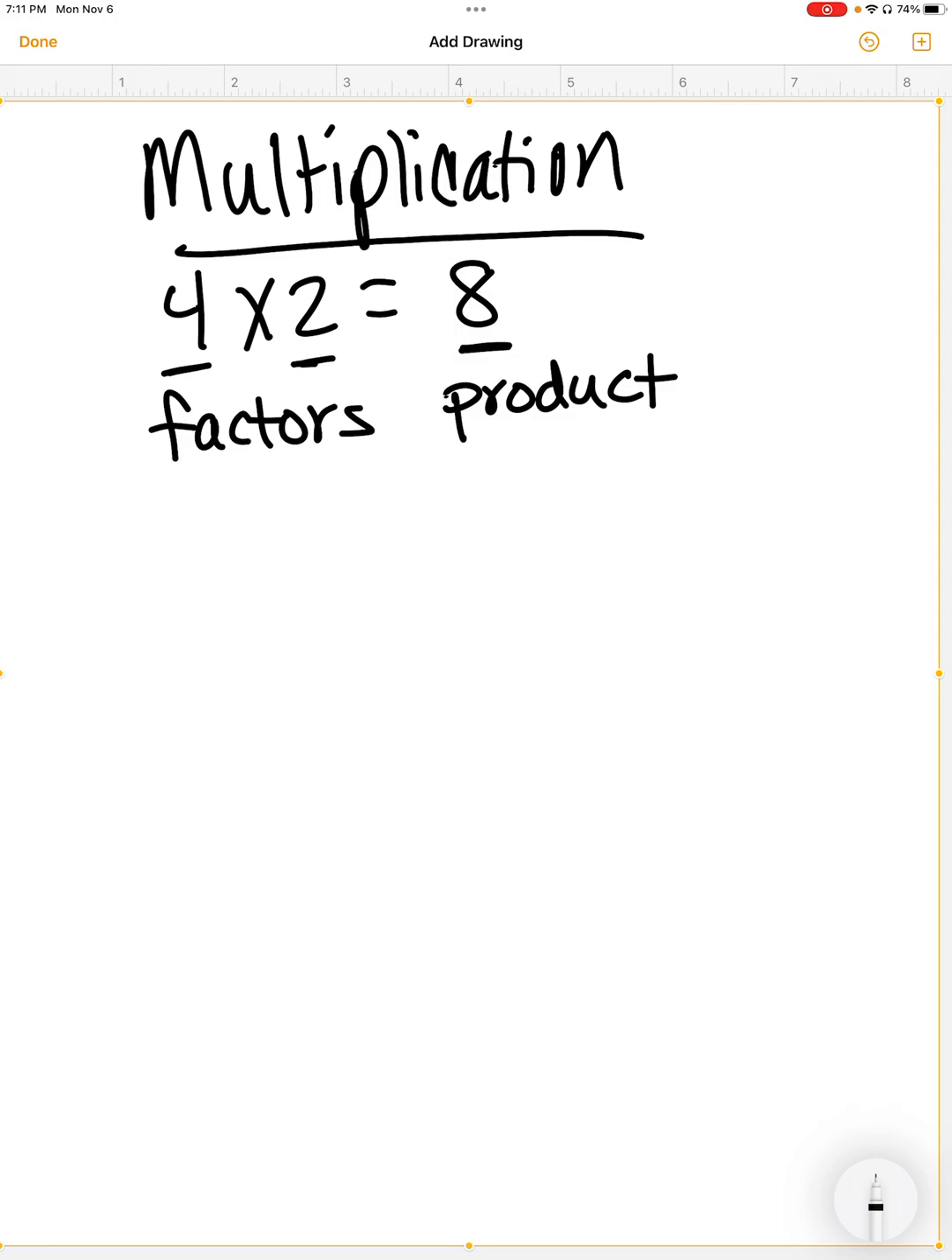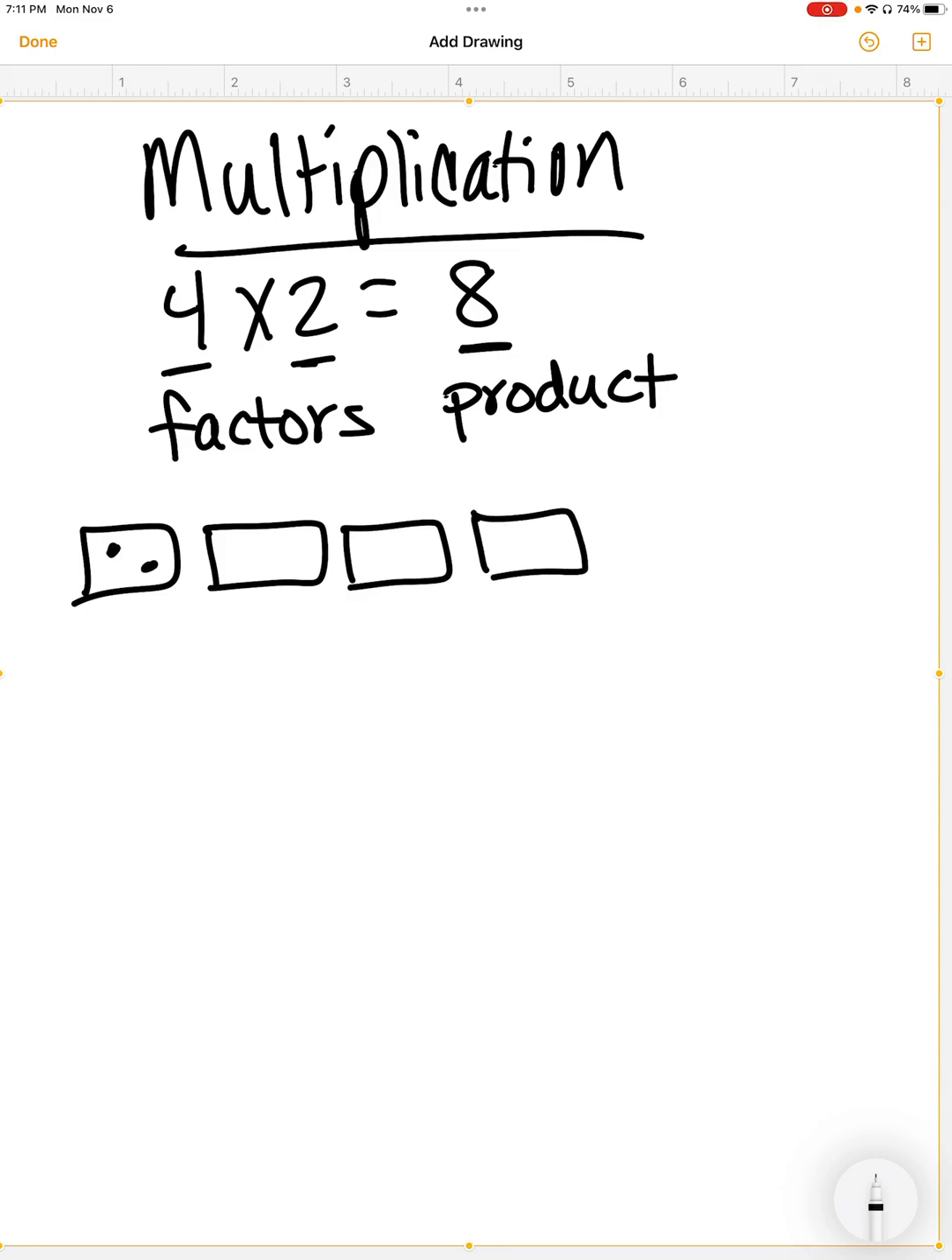The first way that we can represent it is with equal groups. So the first factor would tell us our number of groups. Our second factor is going to tell us how many objects are in each group. And from there, to find our product, we would just add up the total number of objects. Well, if we added all these together, we would have a total number of 8.